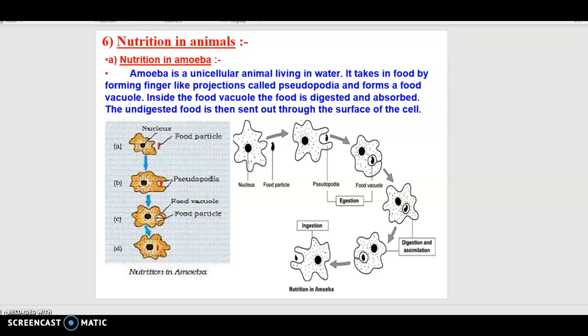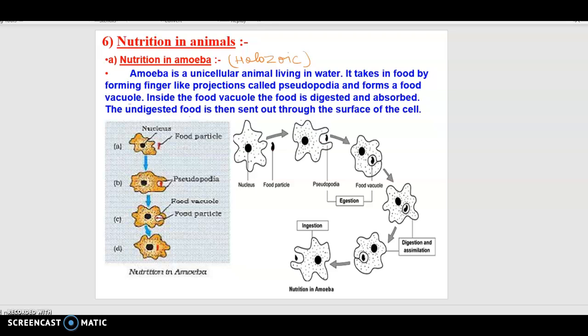Dear students, today we'll study about nutrition in animals. First is nutrition in amoeba. As we know, this type of nutrition is holozoic nutrition, where the entire food particle is taken inside the body.